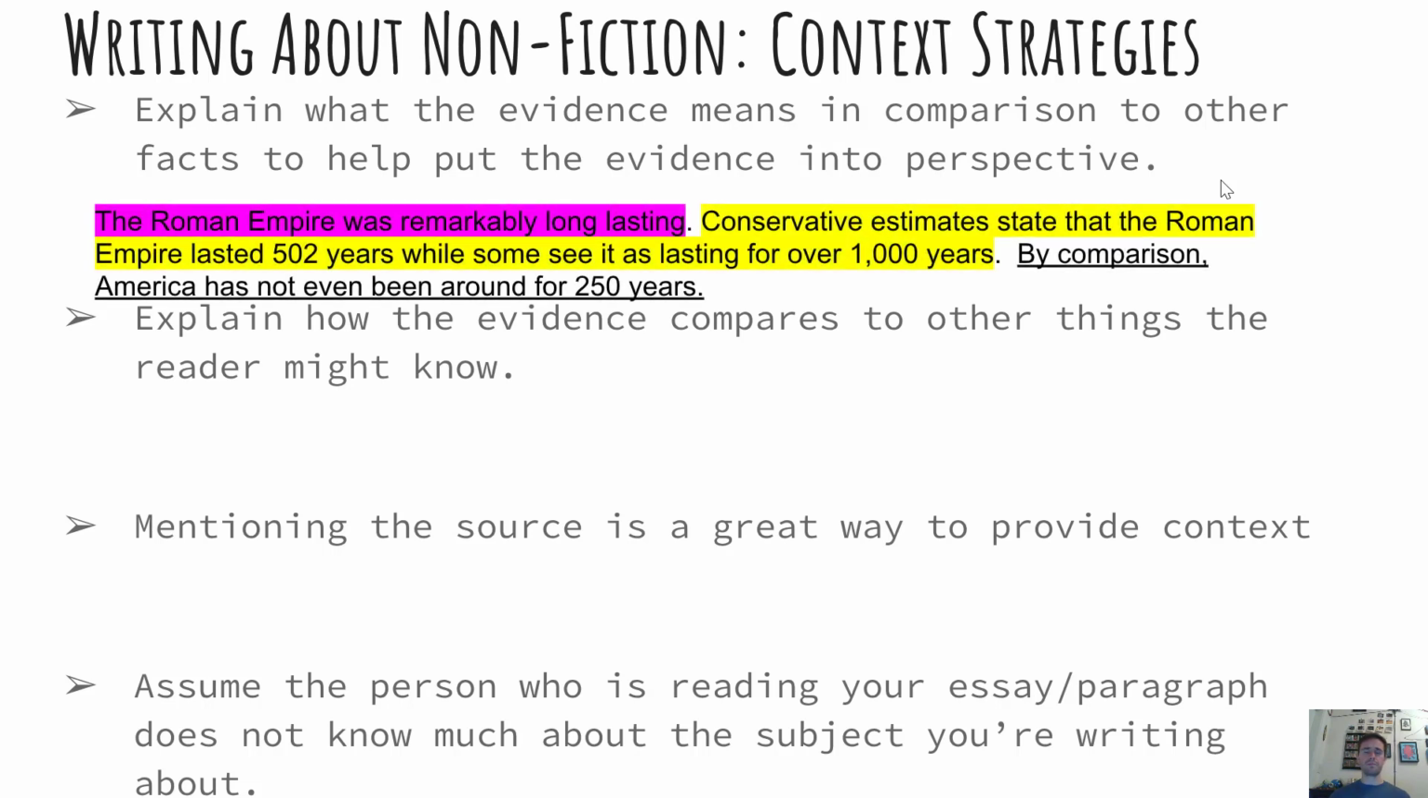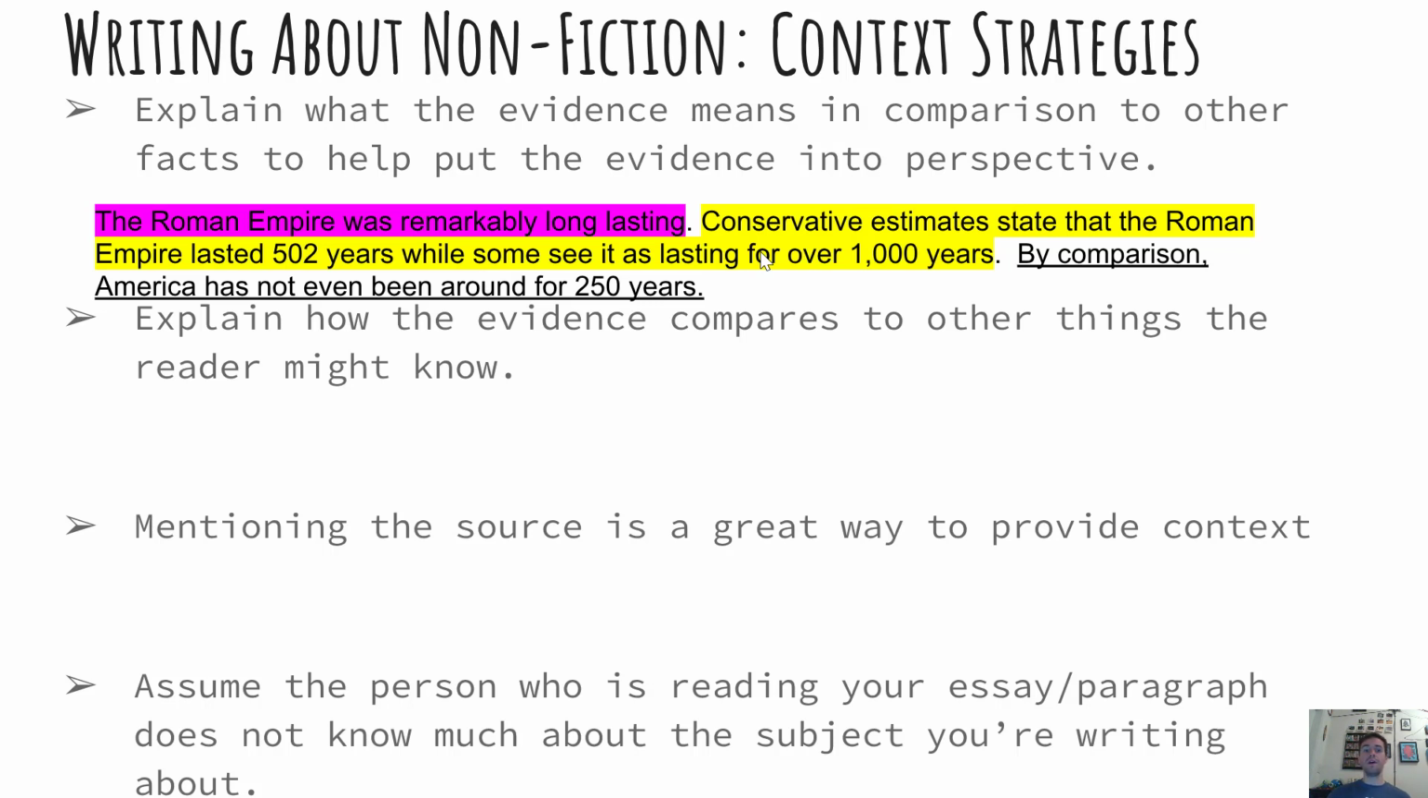Here's what we mean by that. Let's say the point you're making is that the Roman Empire was remarkably long-lasting. You have a perfectly good bit of evidence saying that it lasted somewhere between 500 and 1,000 years. To make that point even stronger, you might want to choose another bit of information. So this one is that America has been around for 250 years. So now your reader might say, wow, you know what, America's been around for a long time, and it's not even half of the Roman Empire. So the context makes your evidence stronger, which makes the point stronger.